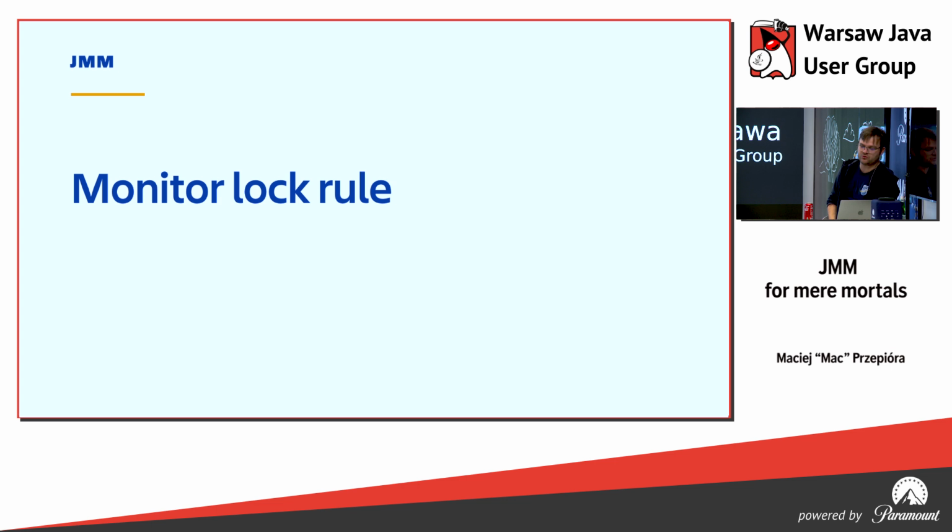Then we have the monitor lock rule, and that rule says that in a single thread, when we have a lock on a monitor and then an unlock in the program order, the unlock will happen after the locking. So that's obvious. That's how it should work, right? We're expecting that we're not going to unlock a monitor before it is locked, right? But we need this for this model to be complete. That's a very, very easy to understand rule.